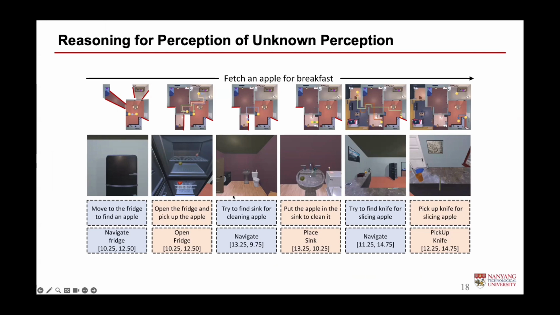And after that, it needs to find a sink to wash the apple. Because in this scene, we do not have a sink in the kitchen. We just have a sink in the bathroom. So the low-level controller may explore the frontier between the bedroom and the bathroom instead of exploring the frontiers between the two bedrooms. So this is what the low-level navigation controllers learn.